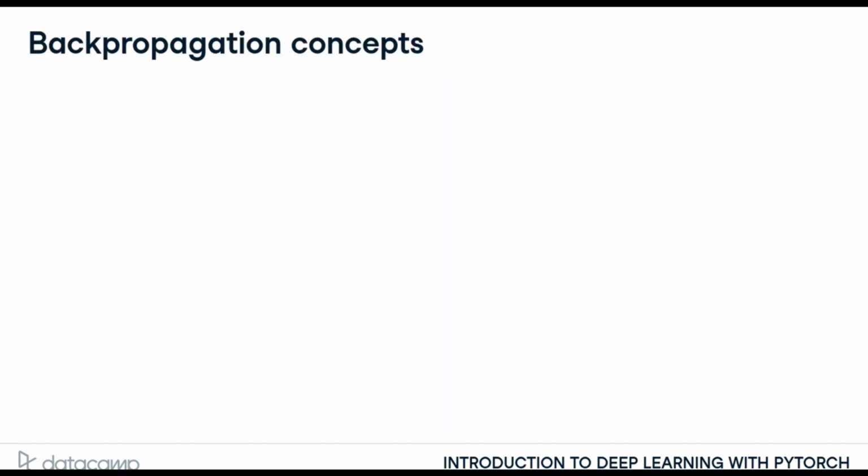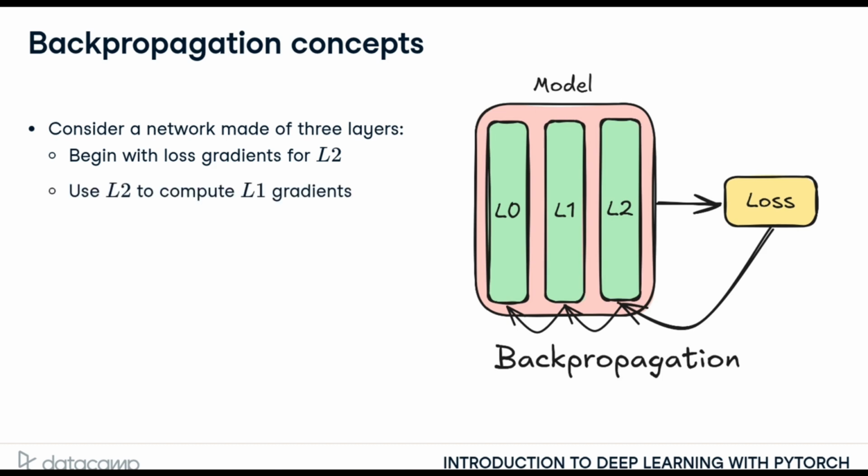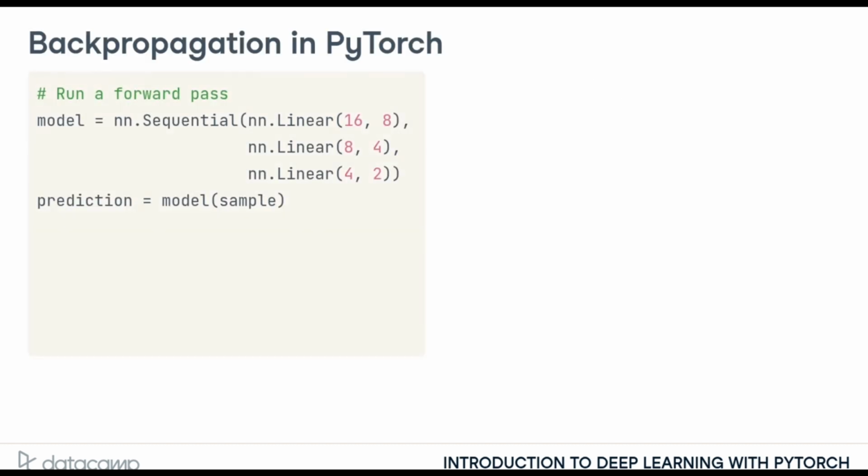During backpropagation, if we consider a network of 3 linear layers, we can calculate local loss gradients with respect to each layer's parameters. We first calculate loss gradients with respect to L2 parameters, then L2 and L1, and repeat until we reach the first layer. Let's see this with PyTorch.